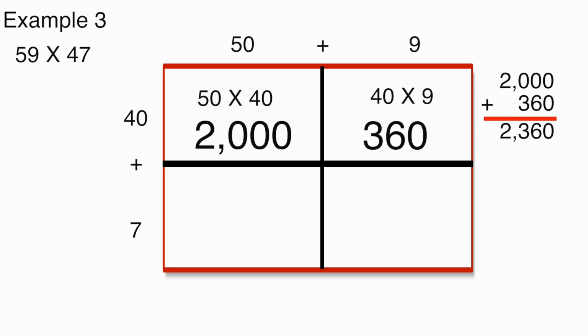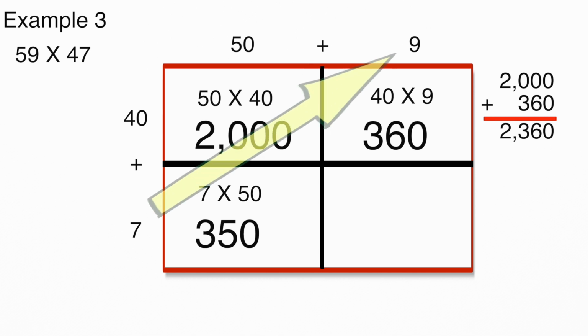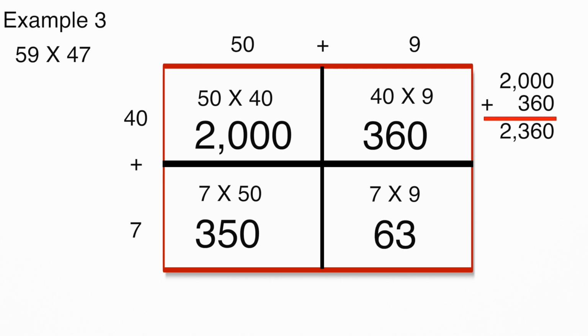Now I move on to the bottom. Here I have 7 times 50, so I write my problem inside the box, and I start to multiply. 7 times 5 is 35, and I add my 1 zero. Then I multiply 7 times 9 inside my box and get 63. Now I find the sum of those two products. 350 plus 63. 3 plus 0 is 3. 5 plus 6 is 11. And 3 plus 1 is 4.